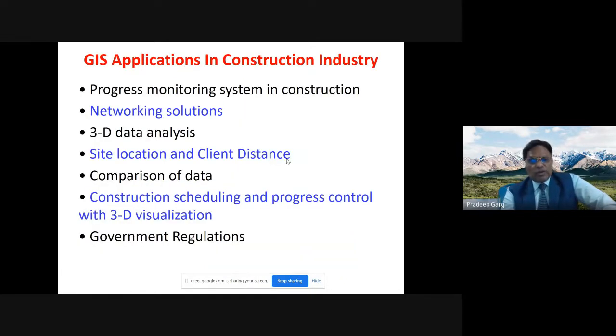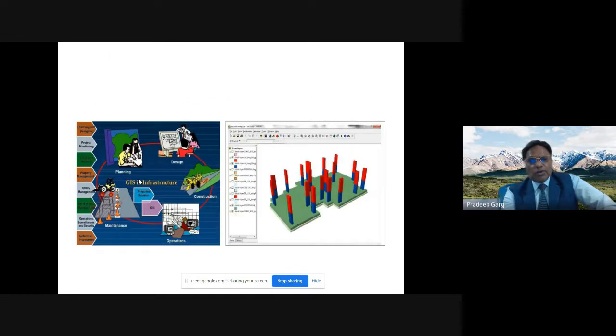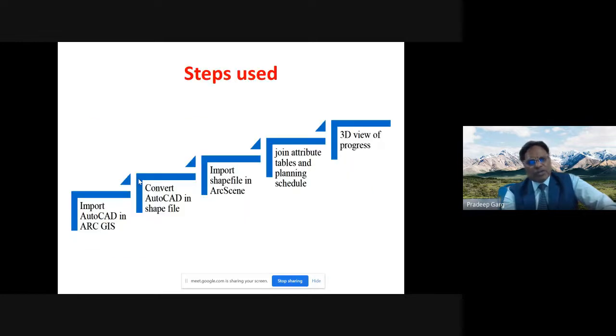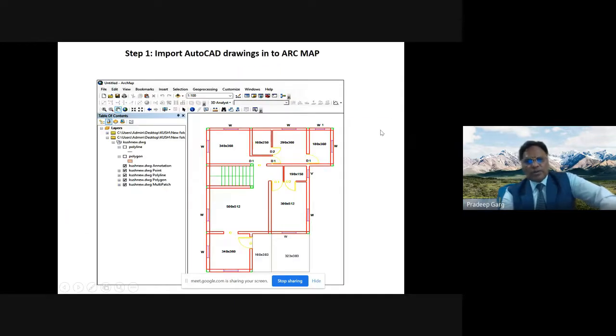So if we are talking of the construction industry, again, you can see that there are a lot of applications where you can apply the GIS, whether it is the site location, the construction scheduling, or progress of the data and so on. For a lot of activities, whether in the form of numerical value, graphical value, or bar chart, one can monitor. So these are the different steps. One can use the GIS: when you have the AutoCAD file, import the AutoCAD file, and then progress of the area can be monitored.